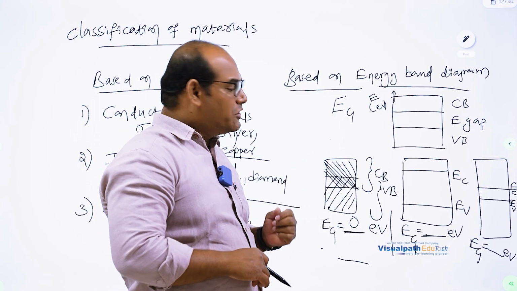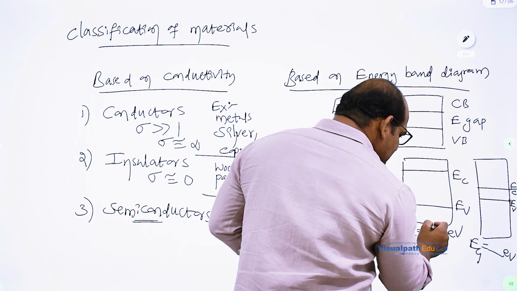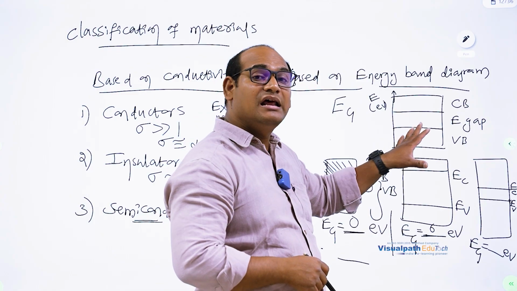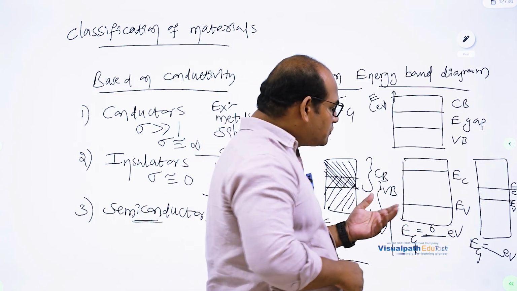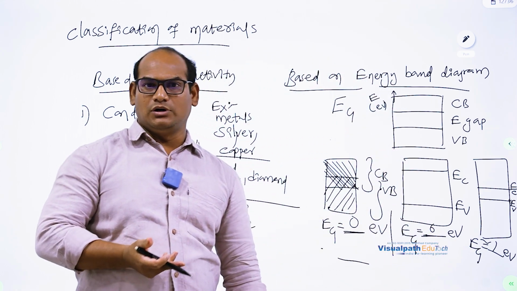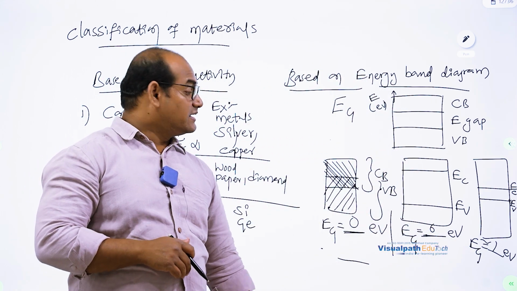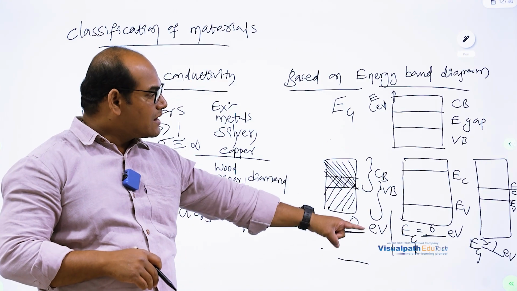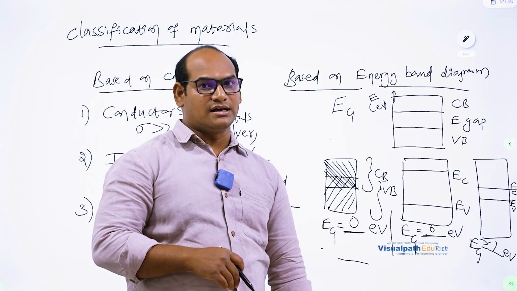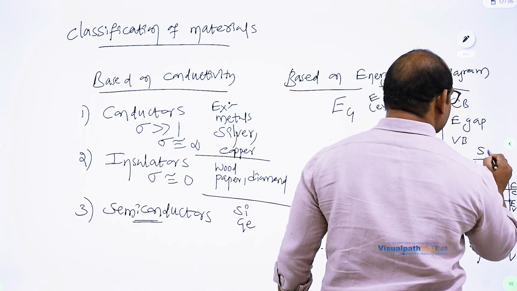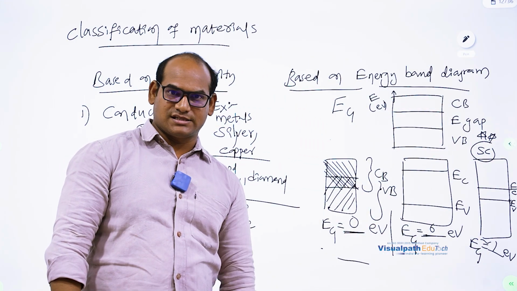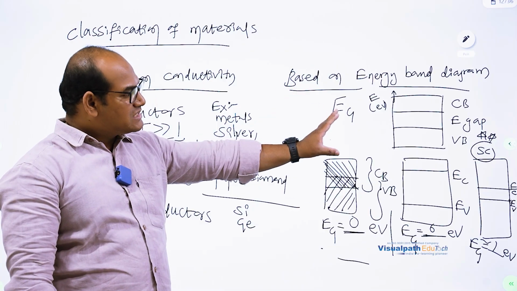What about this case? When Eg is greater than or equal to 6 electron volts, then we can treat that particular material like an insulator. And when it is approximately 1 electron volt, lesser than 6 electron volts and greater than 0 electron volts, so when the energy gap is in between the insulator energy gap and the conducting energy gap, then we can tell that it is a semiconductor. Okay, this is for the semiconductor. Our subject is based on semiconductors only, not on conductors or insulators. So it is about semiconductors.